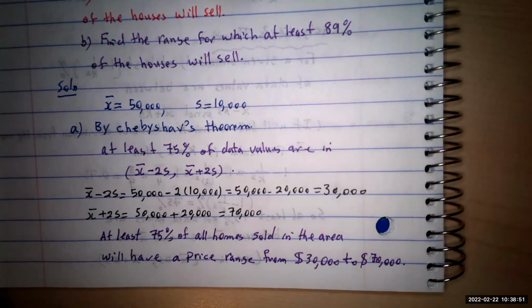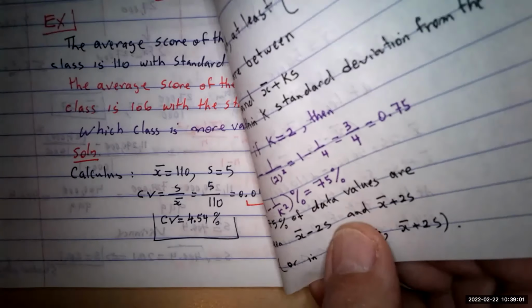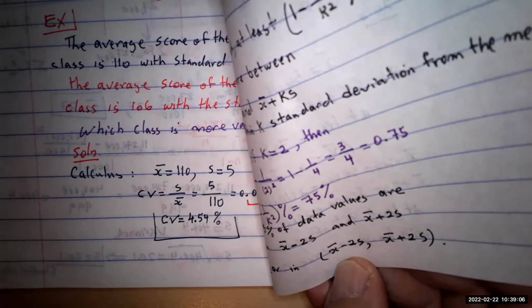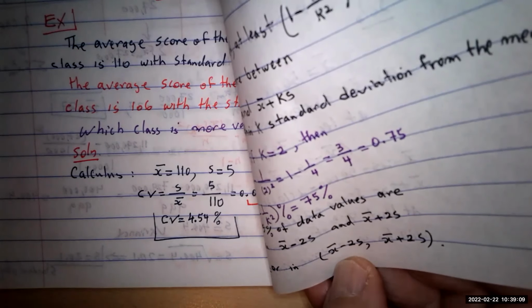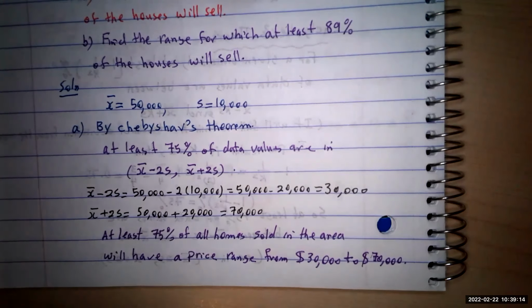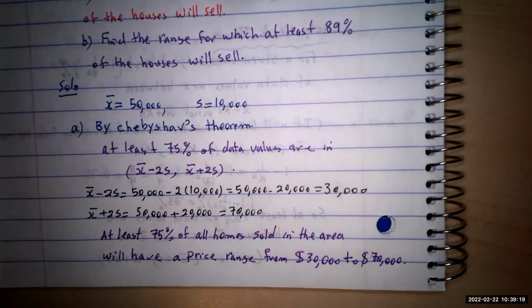75%, we talk about it, 75% refers to what? It refers to two standard deviations by the Chebyshev theorem. You must know it. This is your interval: X bar minus 2S, X bar plus 2S. And this is exactly what I use. So you must know yourself that 75% refers to 2S, two standard deviations from the center. Any question? So that's the first part.